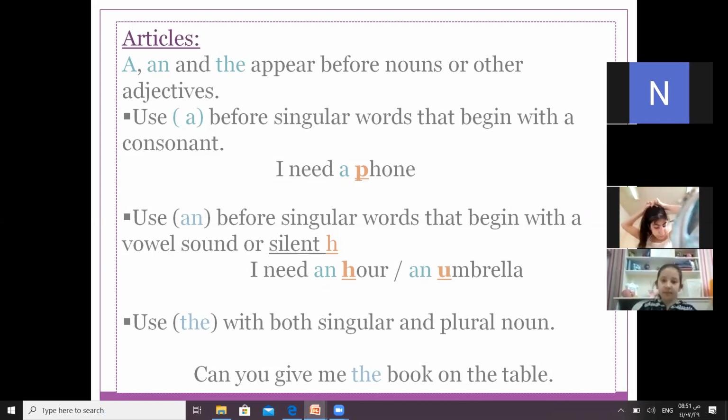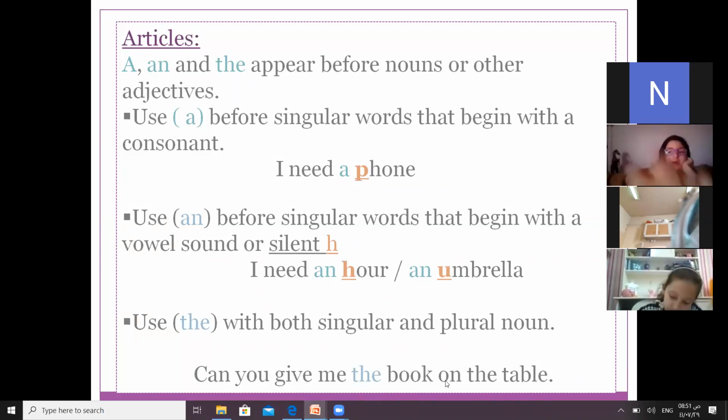Clear? When we are talking about a certain thing, we use the. But if we are talking in general, we use a. Don't forget that. So use the with both singular and plural nouns. Can you give me the book on the table? Or we can also say, can you give me the books on the table? So a and the, we call them articles.